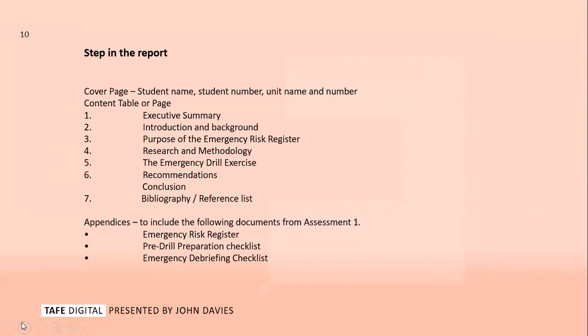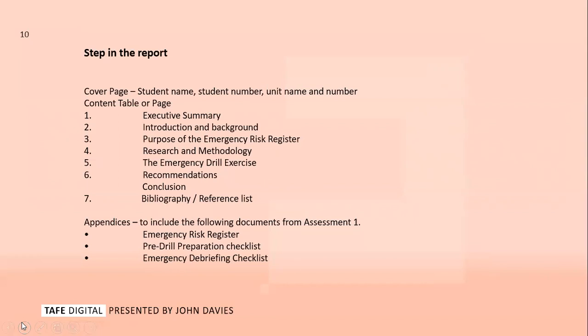Then we move on to the purpose of the risk register. Explain the needs and aims and objectives of the emergency register that you have developed in Assessment 1. Attach this to your report, quoting the relevant state regulations, and under WHS we're talking about Clause 43.3.